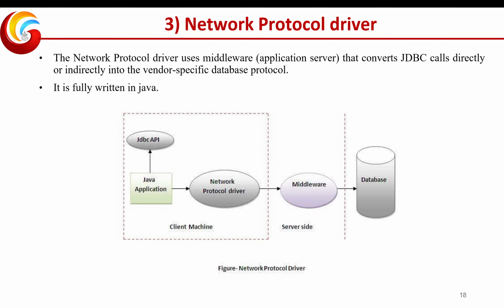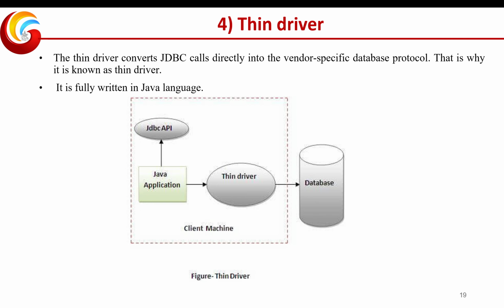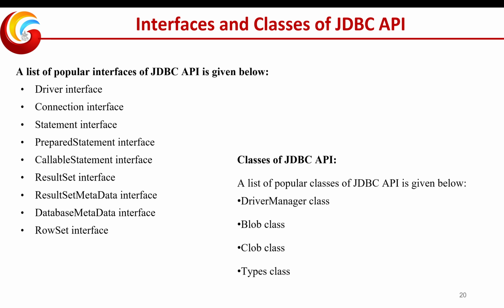The Type 3 driver uses middleware to communicate with the database. It is platform independent and suitable for web applications. The Type 4 driver is a pure Java driver. It directly converts JDBC calls into database specific protocols. It is the fastest and most widely used JDBC driver.